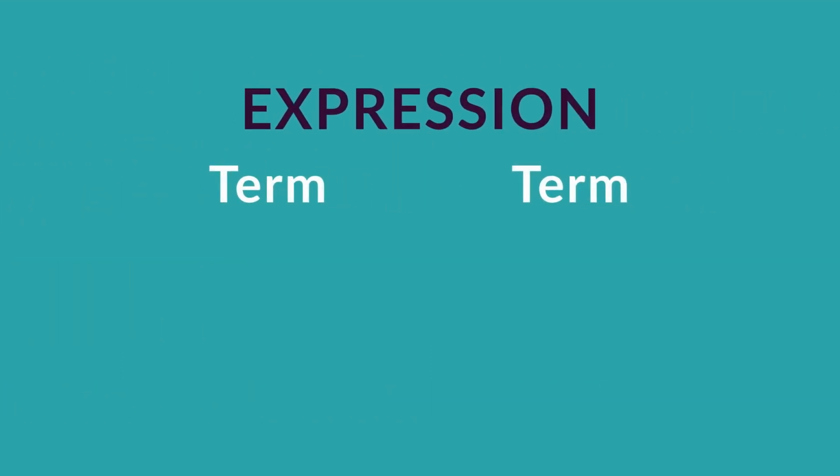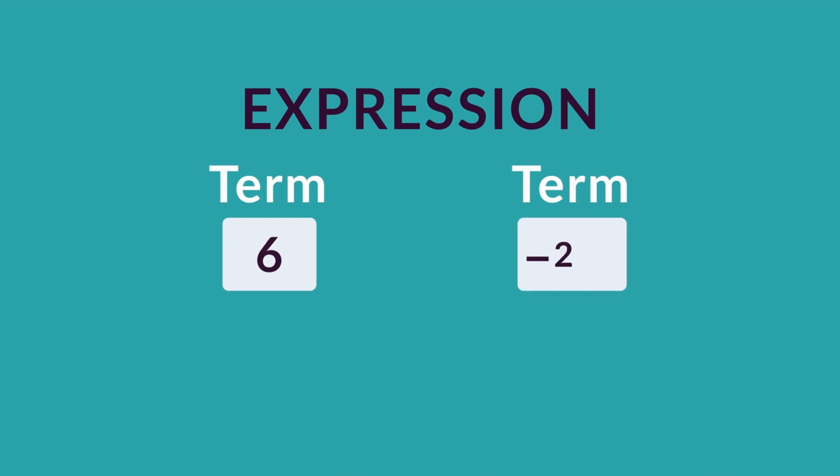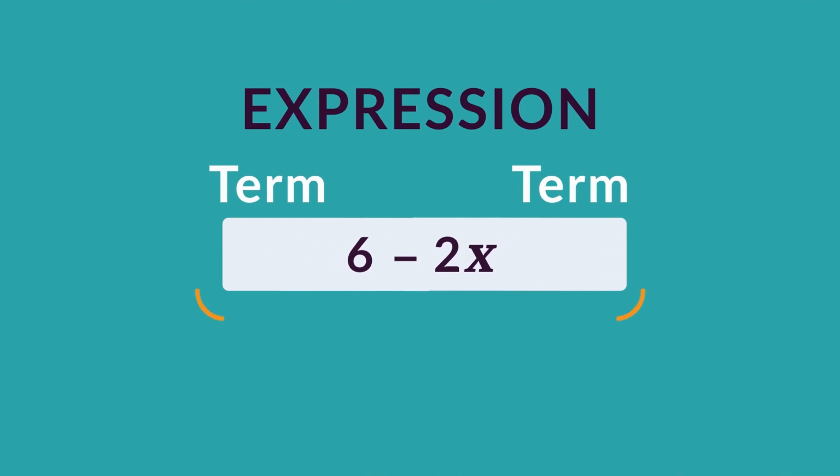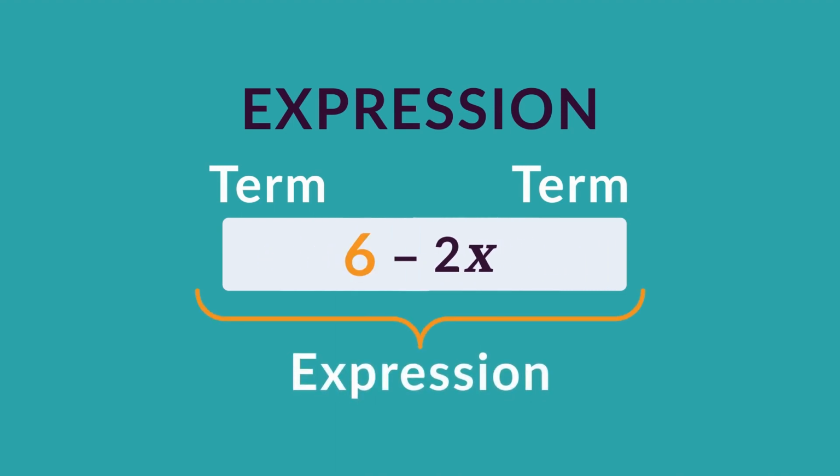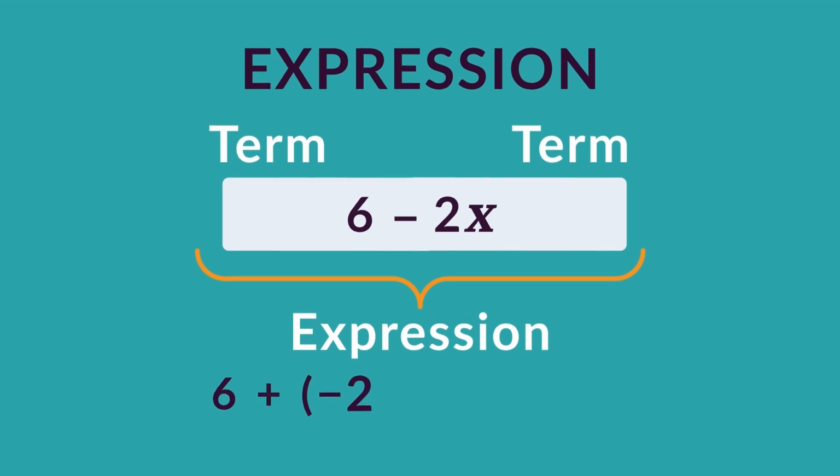Look at the following terms: 6 and minus 2x, which is the same as minus 2 times x. If we add the two terms together, we get the following expression: 6 minus 2x. An algebraic expression is composed of terms separated by plus or minus signs. Note that adding a negative term is the same as subtracting a term. So we could actually say that an algebraic expression consists of terms separated by plus signs, because the sign of the coefficient is part of the coefficient itself.